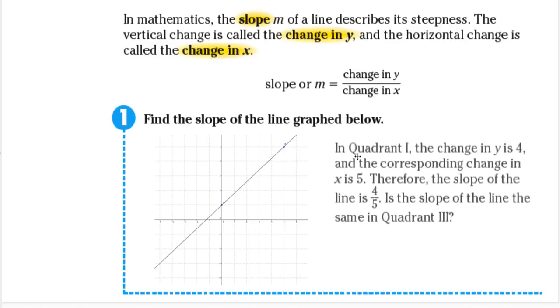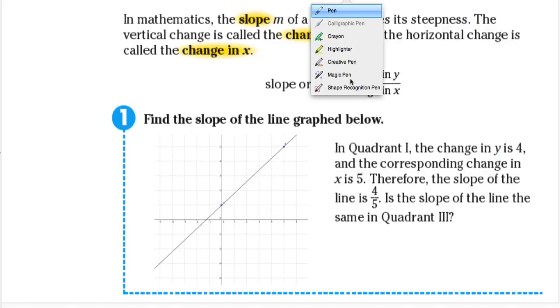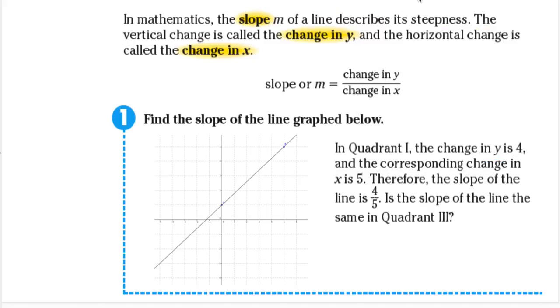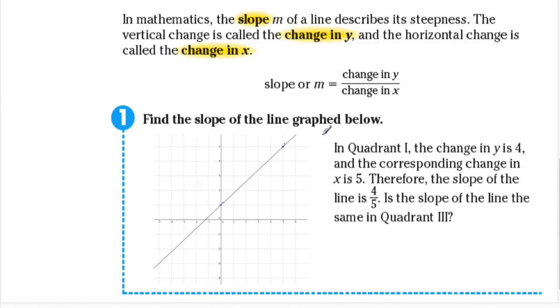If you notice in quadrant 1, the change in y is 4 and the corresponding change in x is 5. How do we know that? This is how. We'll make this small right there, and make this red so we can see it. So in quadrant 1, the change in y is 4, and the corresponding change in x is 5.